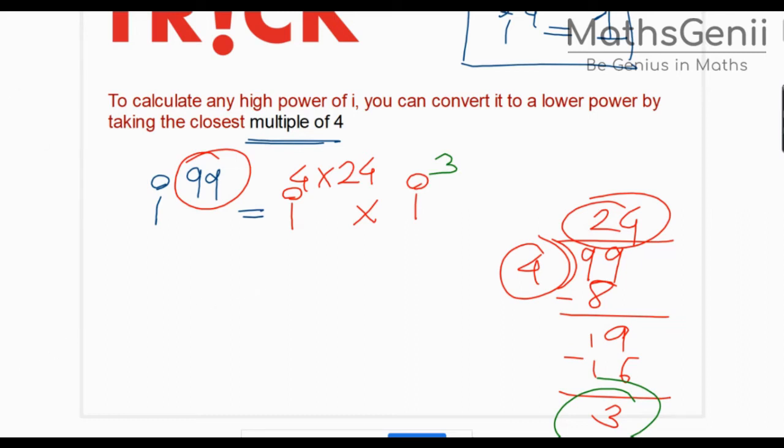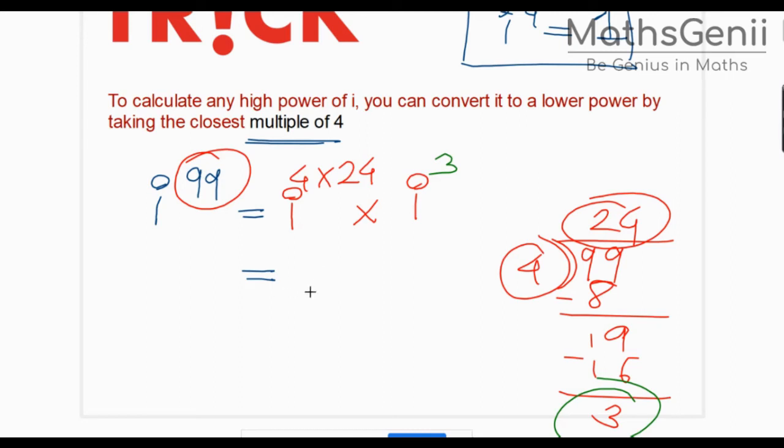Okay? It is the same thing. 24 fours are 96, 96 plus 3 is 99. So this is the same thing. Instead of 99, I have segregated it in this way.